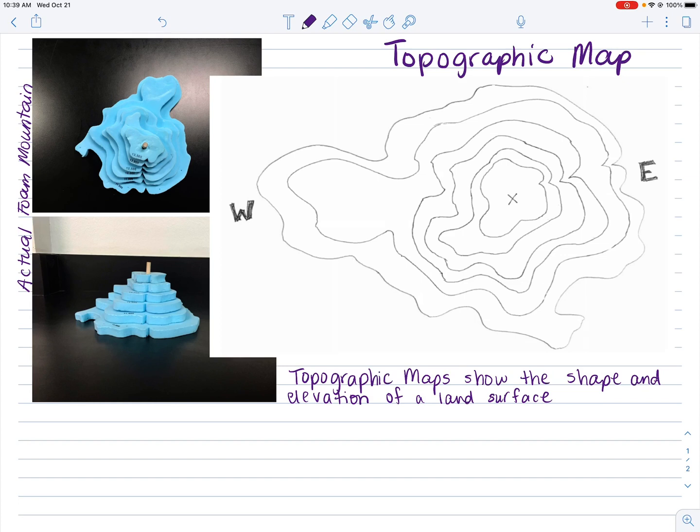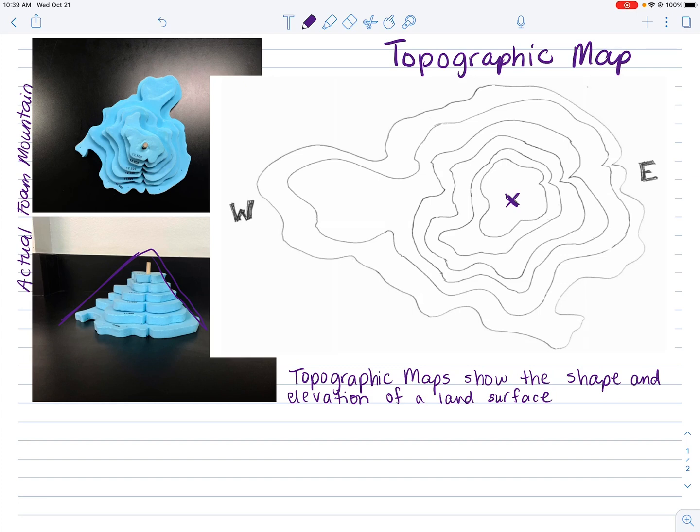On this mountain, we only have one peak. If you look at the image on the left, a peak is where it goes up and comes back down. On this mountain, we only have one. It all goes up to a top part, which on this map, the X is the top. It all goes up to the top and then comes down.